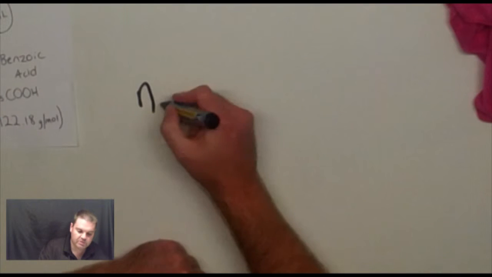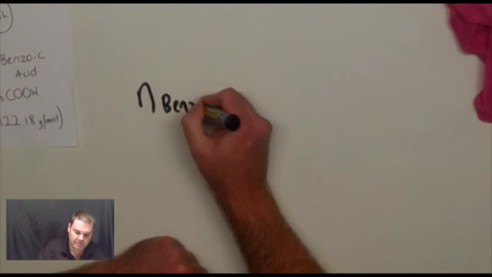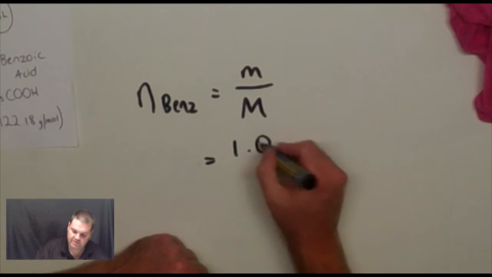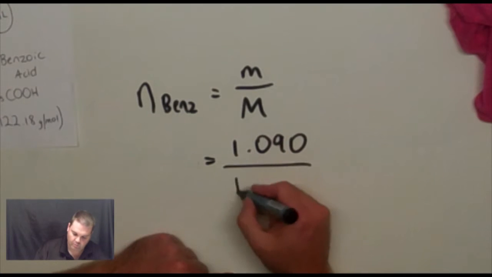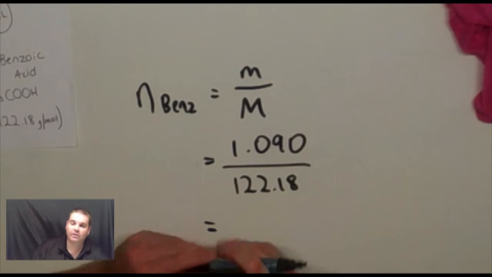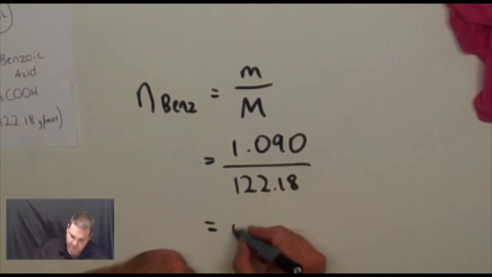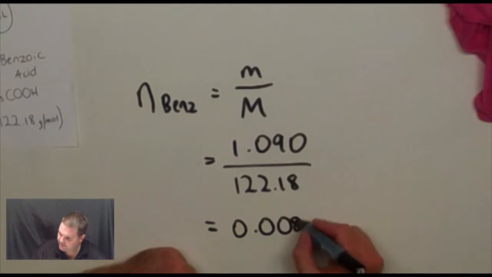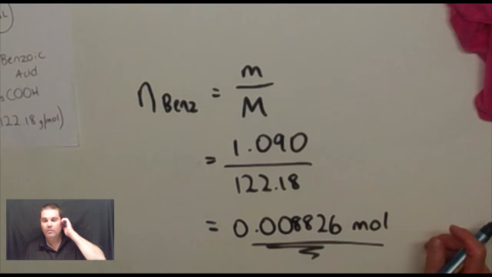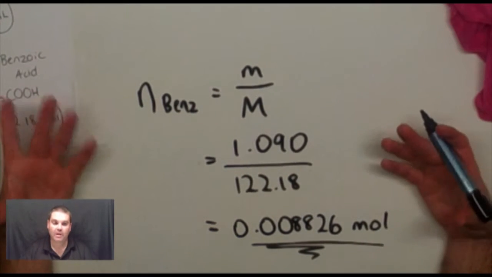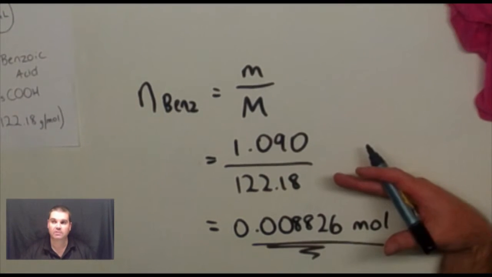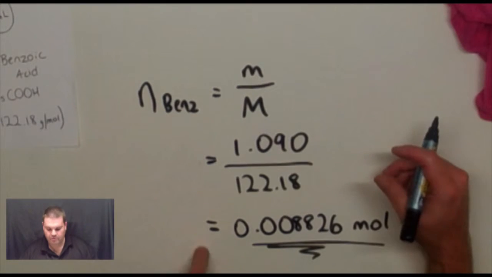So our number of moles of benzoic acid, I'm just going to put benzoic acid here, is mass over molar mass. So it's 1.090 grams over 122.18. So in theory, what we've got in our conical flask there is 0.008826 moles of benzoic acid. That's if it's 100% pure. So what we want to do is check how much of this actually reacted with the sodium hydroxide solution. So that's our number of moles of benzoic acid.